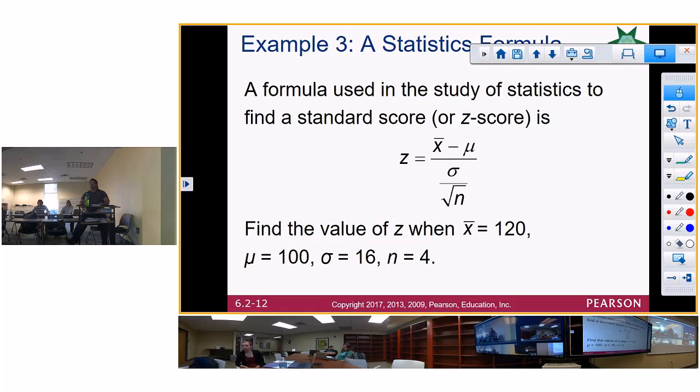Okay? So, that is a formula, and all you do is plug and chug. We don't have to solve for anything, just plug and chug. So I want to let y'all do that. Plug and chug.